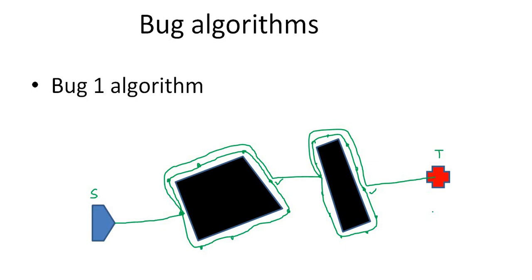So as you can see, this Bug1 algorithm has some disadvantages because it takes a lot of unnecessary turns, and it's time consuming and inefficient. Also, it looks like a very naive kind of algorithm. So definitely there is room for improvement. So later, you see what improvement was done.